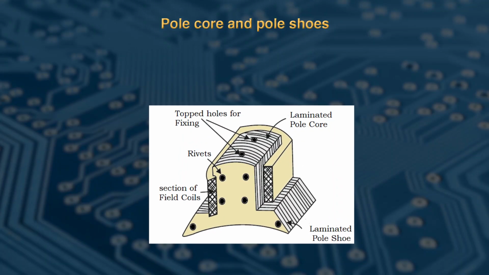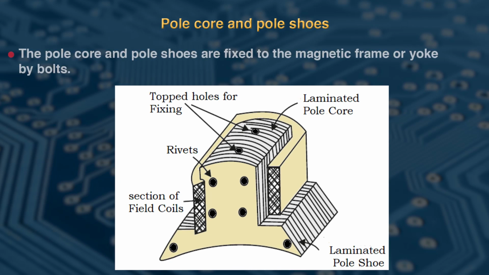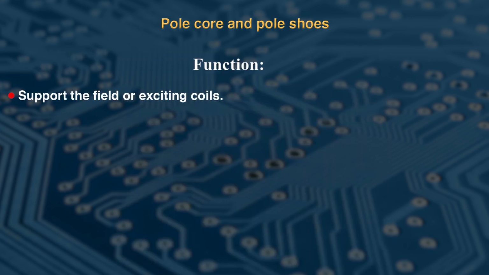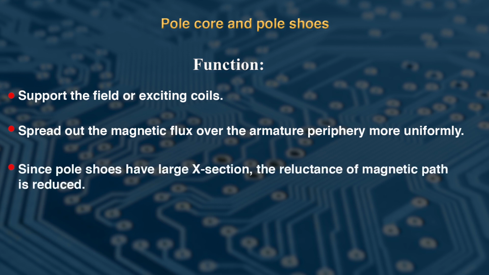Here you can see in the figure the laminated pole core and pole shoe. The pole core and pole shoes are fixed to the magnetic frame or yoke by bolts. The functions of the pole core and pole shoes are: first, they support the field or exciting coil. Second, they spread out the magnetic flux over the armature periphery more uniformly. Since pole shoes have a larger cross-sectional area, the reluctance of the magnetic path is reduced.